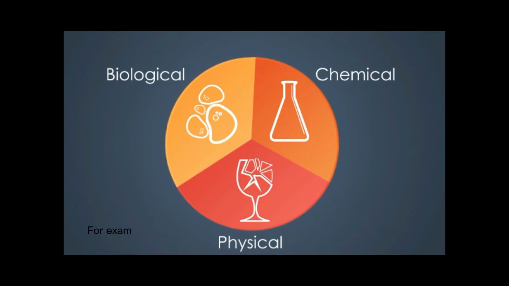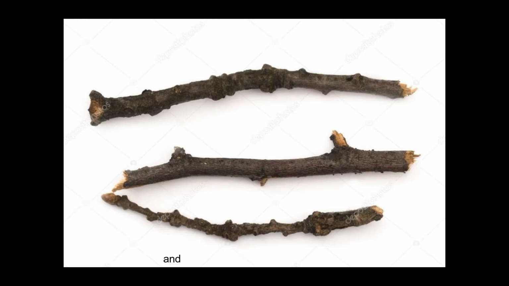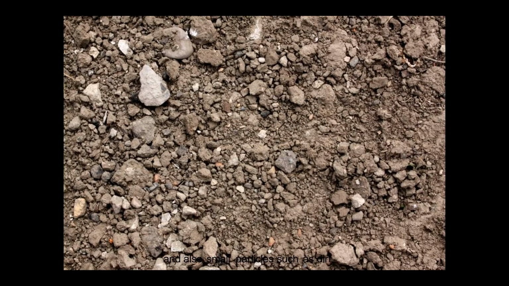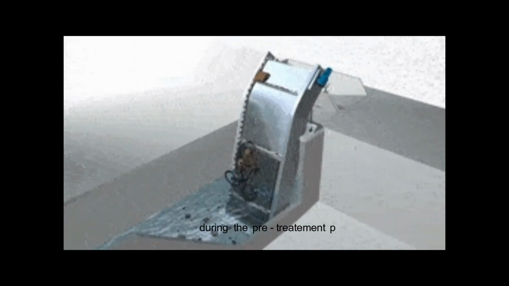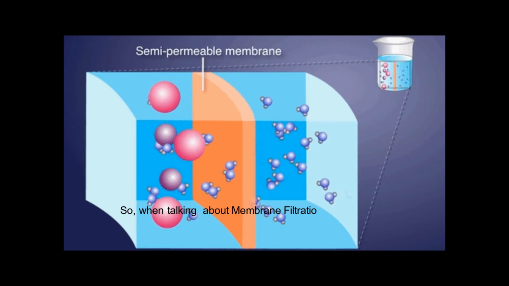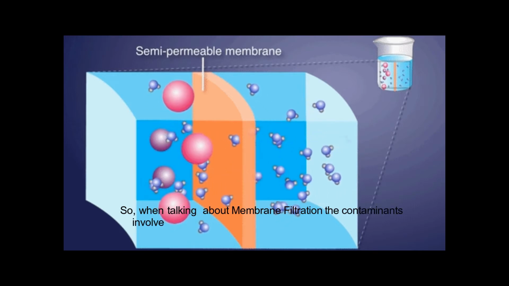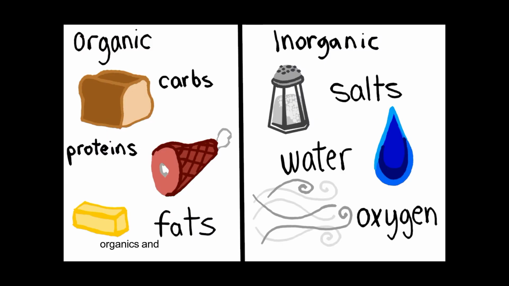For example, physical contaminants that can be found in wastewater are plastic bottles, branches, and also small particles such as dirt. These contaminants can be removed during the pre-treatment process. So, when talking about membrane filtration, the contaminants involved are much smaller in size. For example, organic and inorganic compounds from food processing influent.